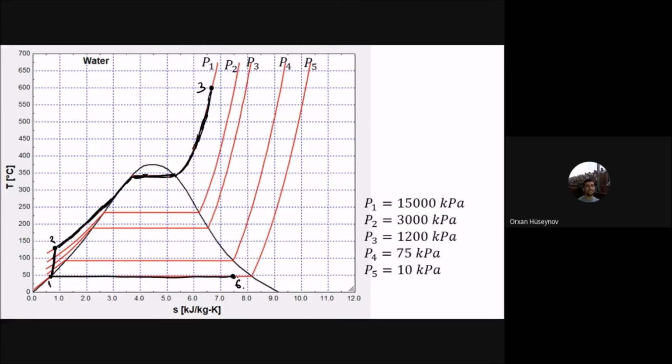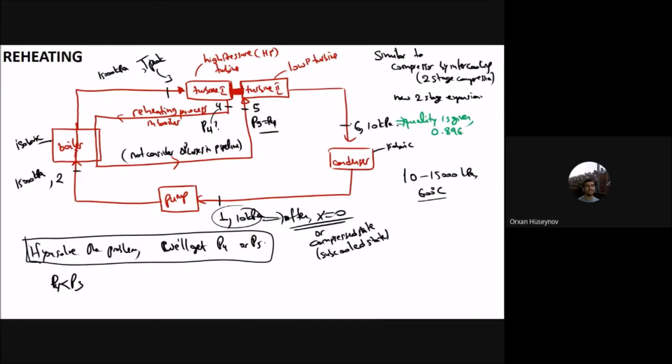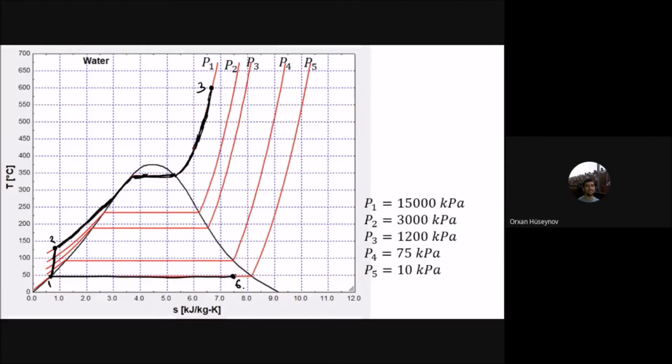Okay. So, from 6 to 5, I will go backwards. You will have this turbine 2, which is isentropic. I will go backwards. I don't know where the 5 and the 4 will meet. I don't know it. Okay.